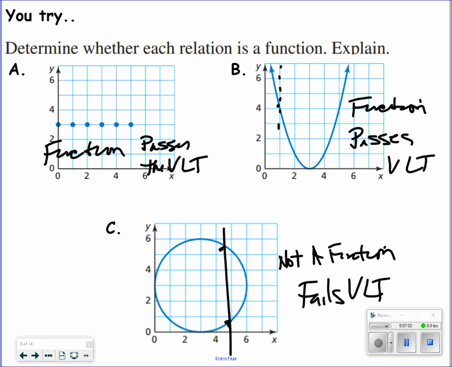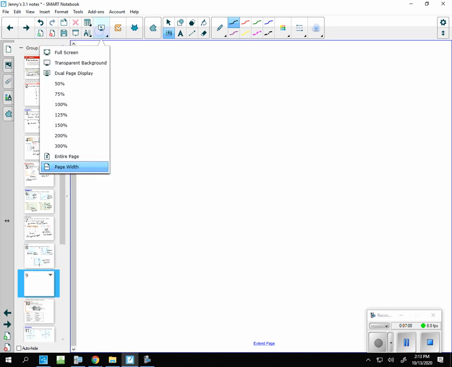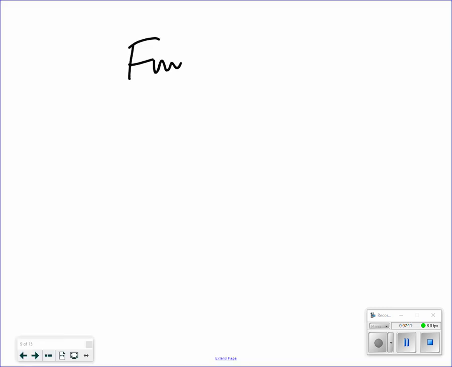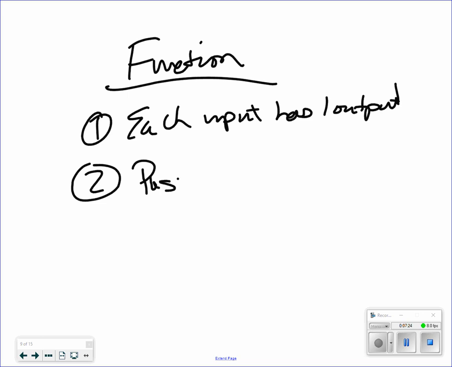So I'm going to go off script here for just a second and make sure everybody is aware of this. So I'm going to make myself a blank sheet of paper. If you want to say something is a function, there's only 2 reasons why. 1, each input has 1 output, or it passes the vertical line test. Those are the only 2 reasons that you can say that something is a function. If you're going to say something is not a function, then you're saying the not for those.